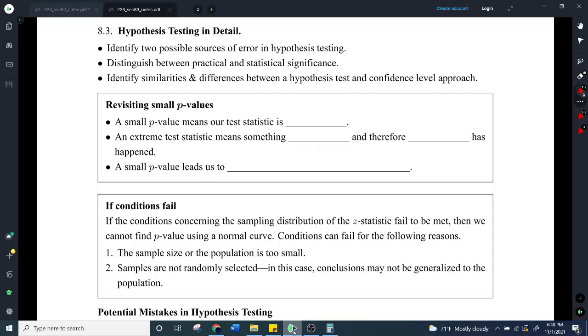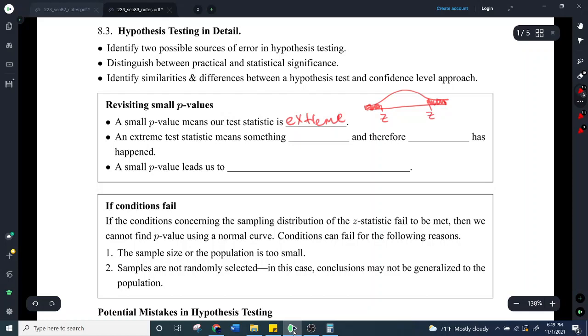A small p-value indicates to us that our test statistic is extreme, right? So remember that your p-value is always part of area that's shaded in the tails. So if you've got a small p-value, that means that you're farther into the tails, which is why you've got a small p-value. And so remember your test statistic, that's that z-score, right? So your test statistic would be, I like to say, extreme.